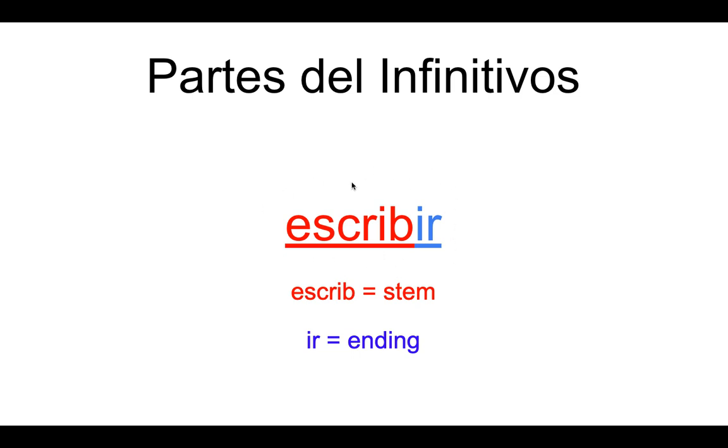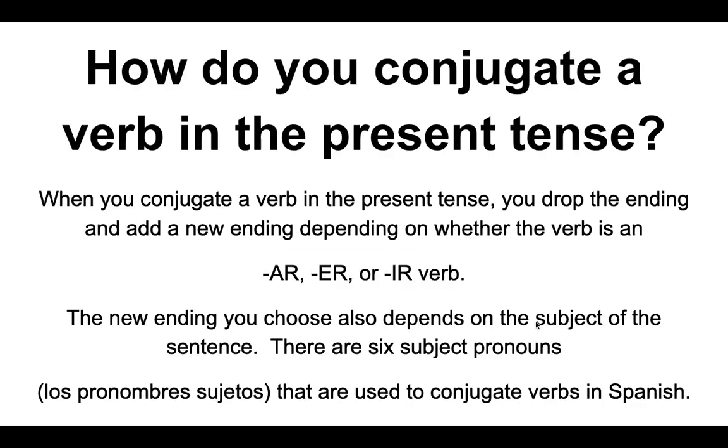I know it's an infinitive because it still shows me the ending of the verb, which helps me know it's an IR verb. This verb is escribir. Escribir means to write. Escribir can be broken down into two parts. It can be broken into its stem, which is escrib, and then its ending, which is ir. And like I said, that lets us know it's an IR verb. And remember, we need to know if verbs are AR, ER, or IR so we know how to conjugate them.